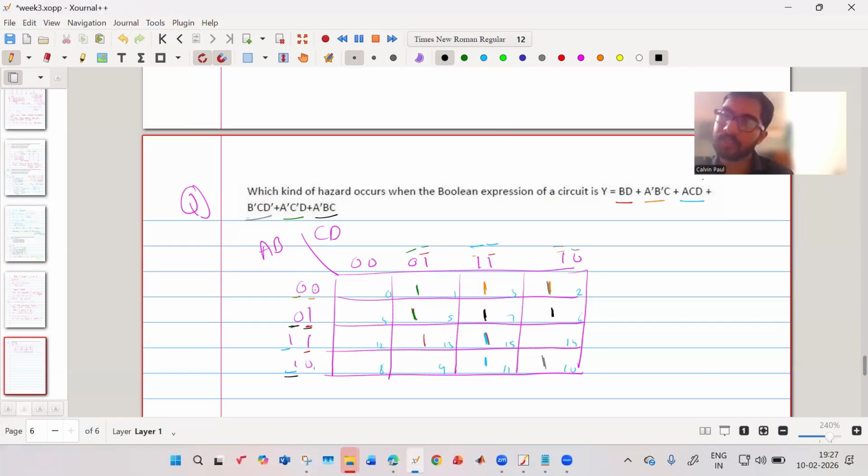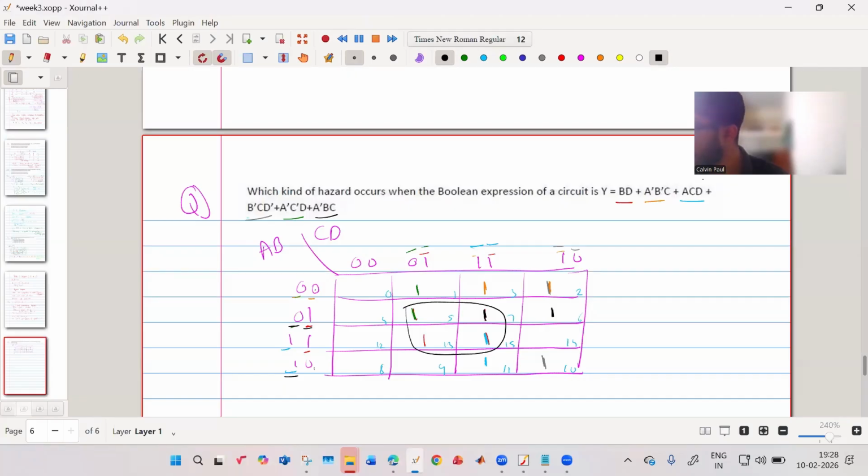Is this what you guys are getting? Yes. Okay. So now, how do we minimize this circuit? One way is you can minimize like this, right?